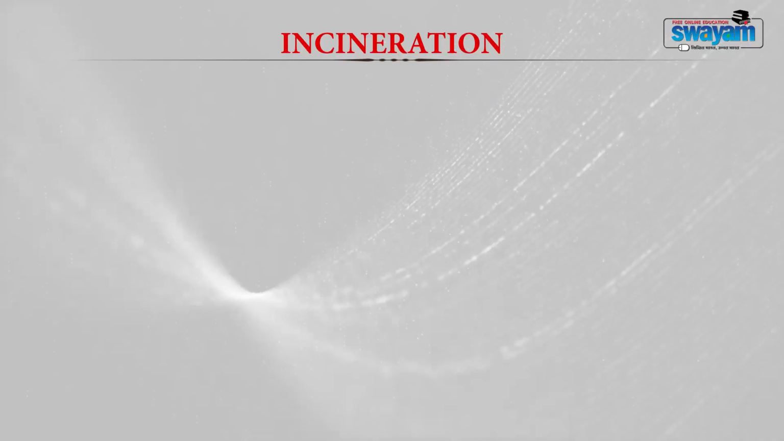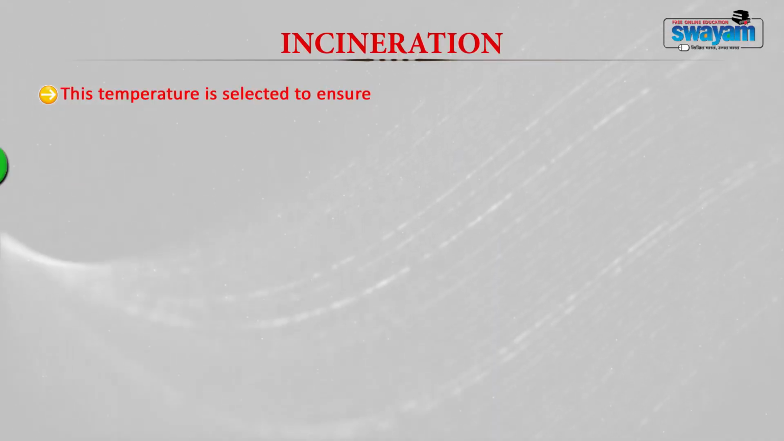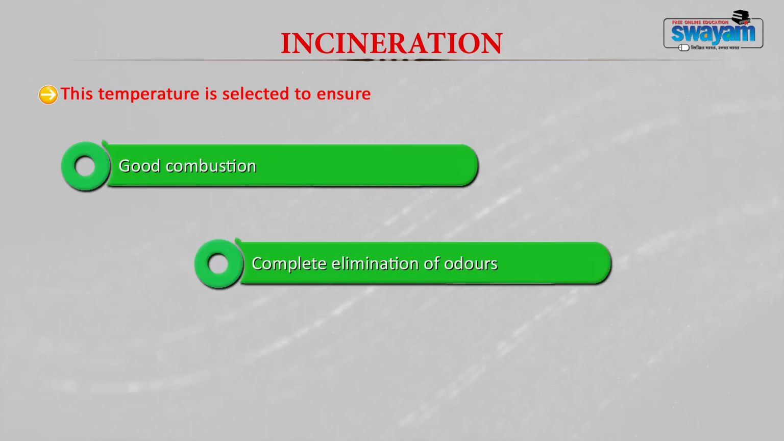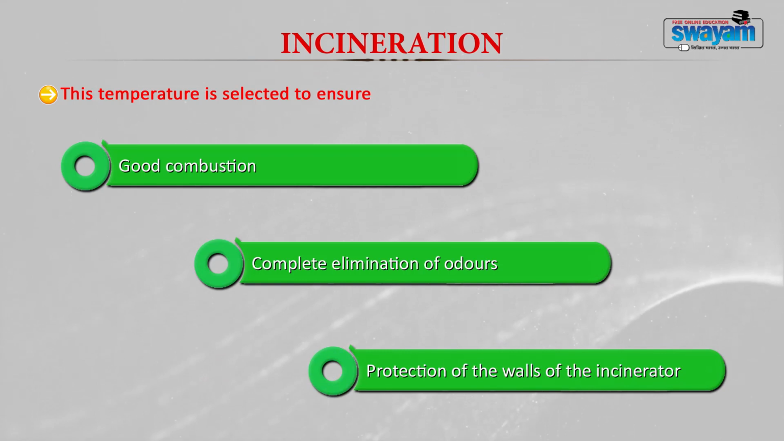Now, as I told you, incineration is nothing but a combustion process where the waste is generally burnt in the presence of oxygen at a very high temperature of around 900 to 1100 degrees Celsius. This is an exothermic process where the waste is converted into simpler compounds like carbon monoxide, carbon dioxide, oxides of sulfur and nitrogen, depending upon the nature of the waste. This temperature of 900 to 1100 degrees Celsius is chosen because it will ensure good combustion, complete elimination of odor, and it will also protect the walls of the incinerator.